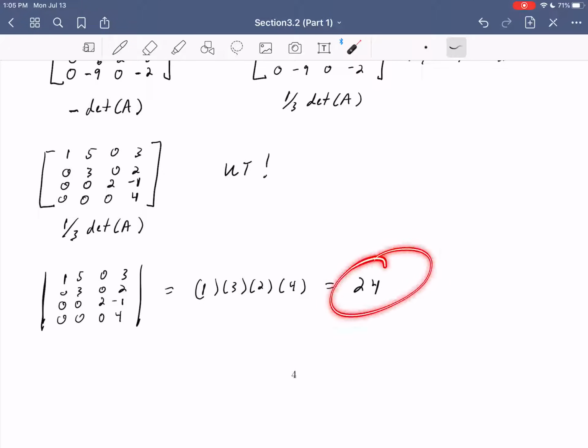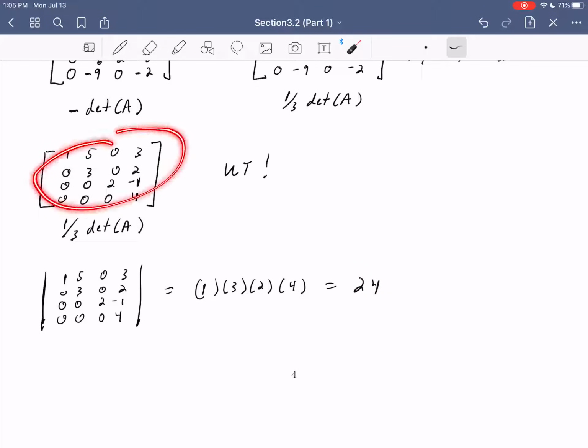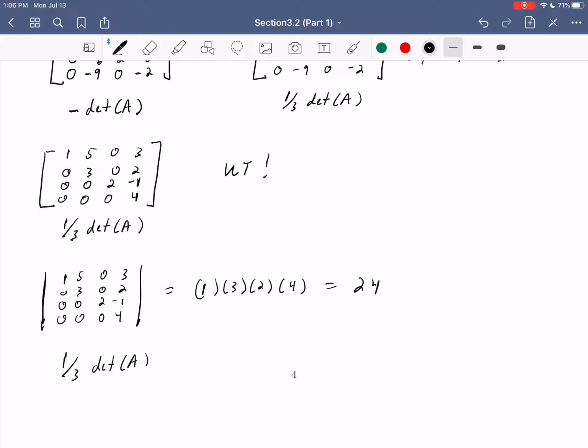Does that mean our determinant is equal to 24? No. That means the determinant of this matrix is 24. And we know this matrix has 1/3 the determinant of ours. So now we can finish up by saying 1/3 the determinant of A is equal to 24. And that means that the determinant of A is actually equal to 72.